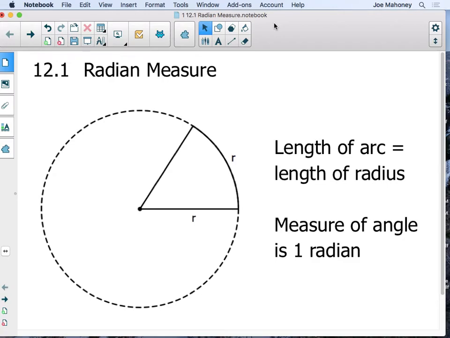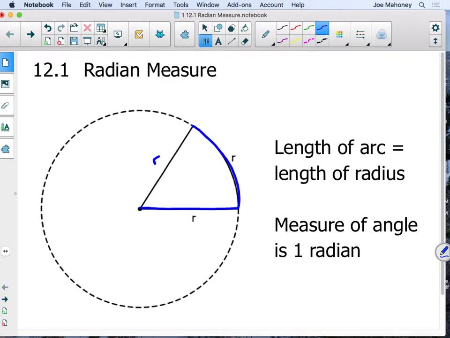So today we're going to talk about another way to measure an angle on a circle. And we call that measure a radian. A radian occurs when you take the length of the radius and you lay it along the circumference of the circle. It doesn't go all the way around, it stops right about there. So when the length of the arc is the same as the length of the radius, then the measure of the angle formed is 1 radian.